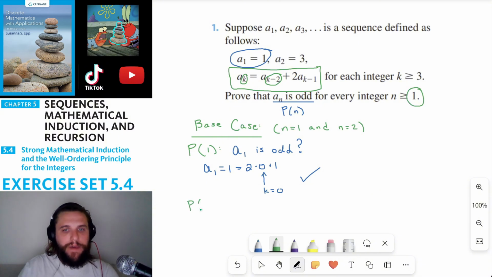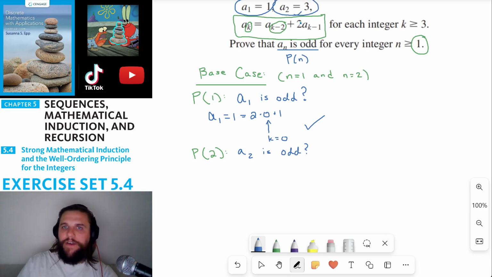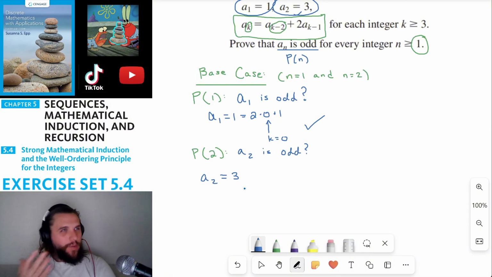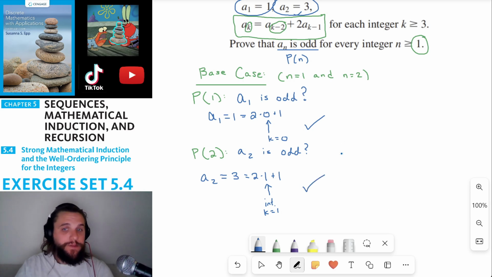Now we have to prove that P of 2 is true as well. P of 2 says that a sub 2 is odd. I'll put a question mark there to avoid the assertion of any truth. Now by the given, we have a sub 2 equals 3. So we know that a sub 2 equals 3. And 3 is an odd number. But how do we know it's an odd number? The reason why 3 is an odd number is because we can write it as 2 times 1 plus 1, where this 1 here is an integer. And so that integer is the k from the definition of an odd number. And so we have verified that a sub 2 is an odd number.